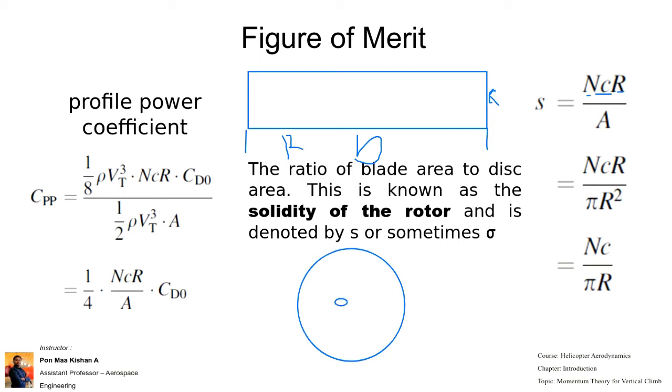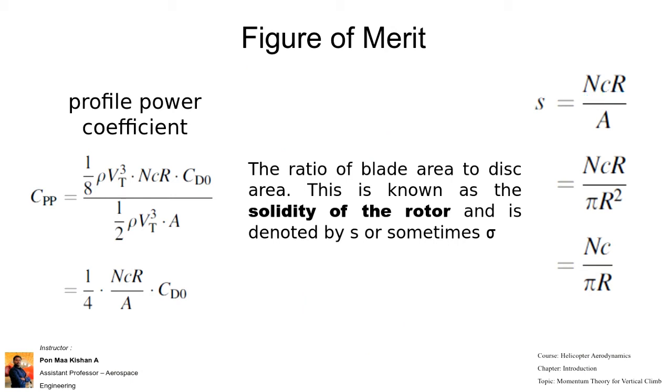From the hub, the rotor blades are aligned along a particular radius, and that radius defines the disk area, pi R square. When we cancel R and R, we get the solidity ratio, given by sigma equal to N times c divided by pi R, where N is the number of blades and c is the chord, divided by the radius of the blade.